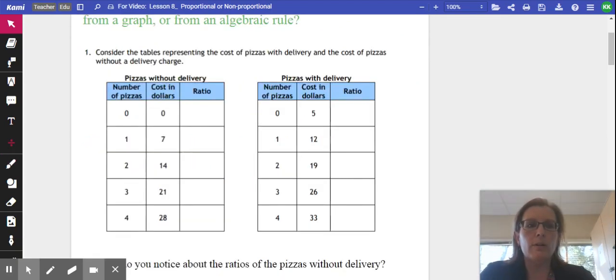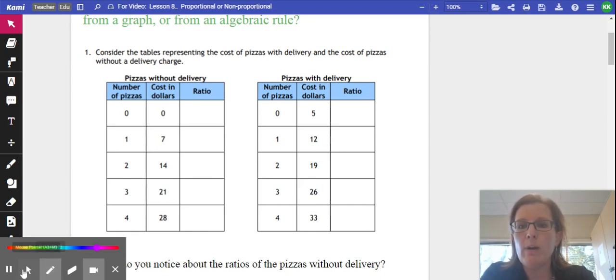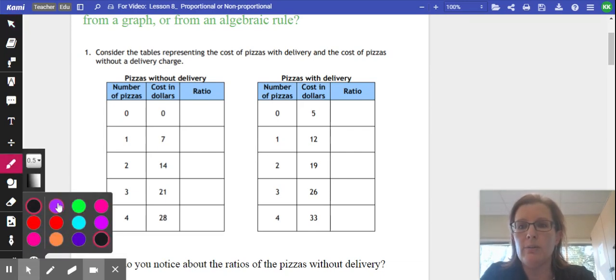The first way that we are going to look at is using the table. So think back to our pizza delivery question and our pizza without a delivery that we worked on last week. Our question says, consider the tables representing the cost of pizzas with delivery and the cost of pizzas without a delivery charge. So this is what we worked on last week. We knew 0 pizzas was $0 without a delivery. 1 pizza was $7. 2 pizzas was $14. 3 pizzas was $21, and 4 pizzas was $28. But today we're looking at the ratios. So we want to look at the ratios.